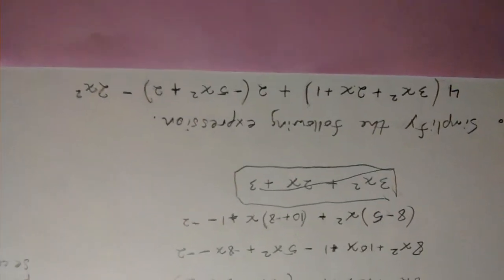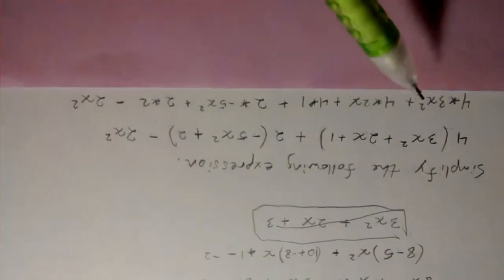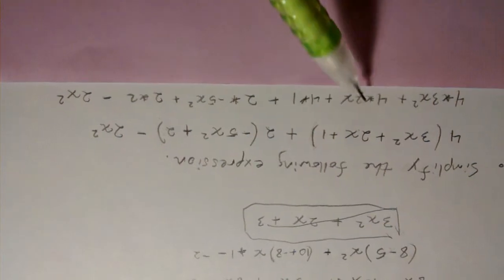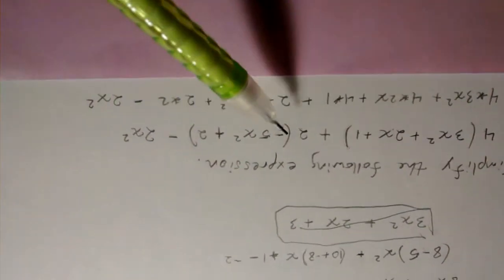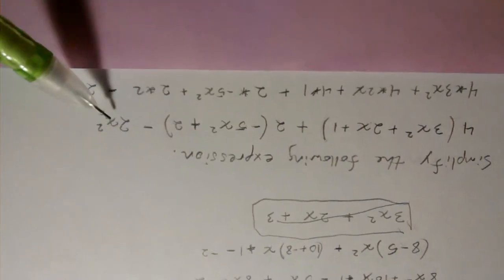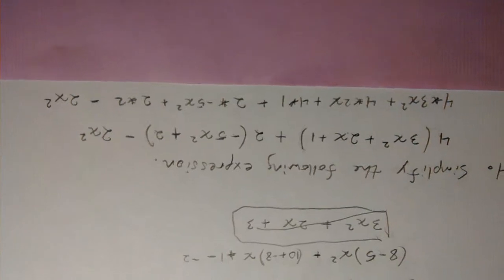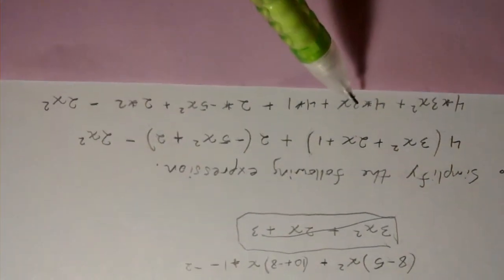Okay, so here's how I've written it. 4 times each of those first 3 terms. So 4 times that, 4 times that, and 4 times that. Added to 2 times that, and 2 times that. So there's that. Subtracting that 2x squared. So let's go clean that up and perform all these multiplications.